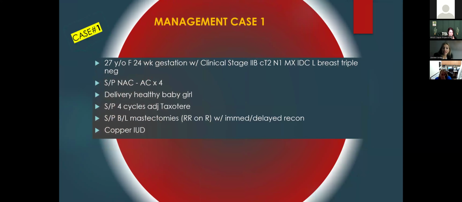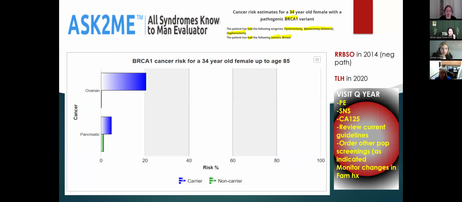So back to my lady, she was again 27, 24 weeks gestation, T2N1, invasive ductal, triple negative. So we managed her with 4 cycles of neoadjuvant chemotherapy with AC. She then delivered a healthy baby girl. She went on to receive another 4 cycles of adjuvant Taxotere and then had bilateral mastectomies, of course risk reducing on the right, with immediate delayed reconstruction, and had a copper IUD placed.